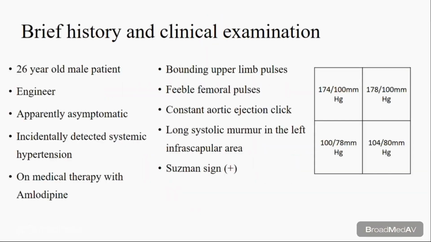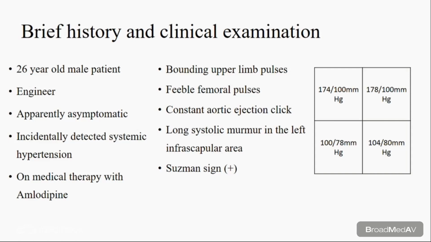Yes. Good morning, everyone. Today we have a 26-year-old male patient who is an engineer by profession. He was apparently asymptomatic when he was recently diagnosed with systemic hypertension. He was initiated on medical therapy with amlodipine. Physical examination showed a blood pressure in the upper limbs of around 174 by 100 millimeters of mercury and in the lower limbs of around 100 over 78 millimeters of mercury.